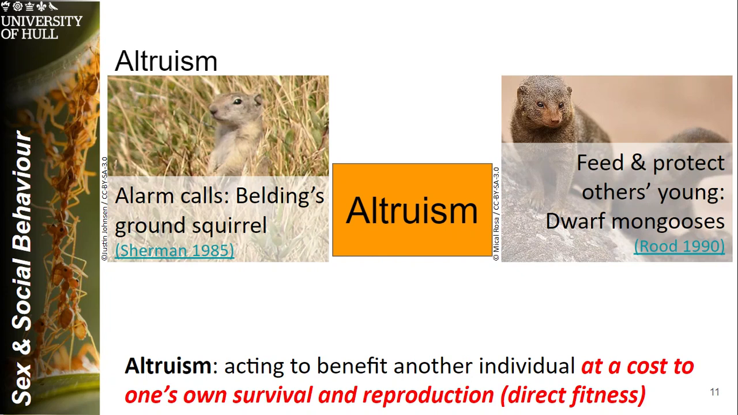And then all the way to complicated feeding, pup-caring, offspring provisioning behaviour for other individuals' offspring. So these mongooses will feed and protect the offspring of other individuals, incurring that energetic cost to themselves in order to benefit somebody else's offspring.